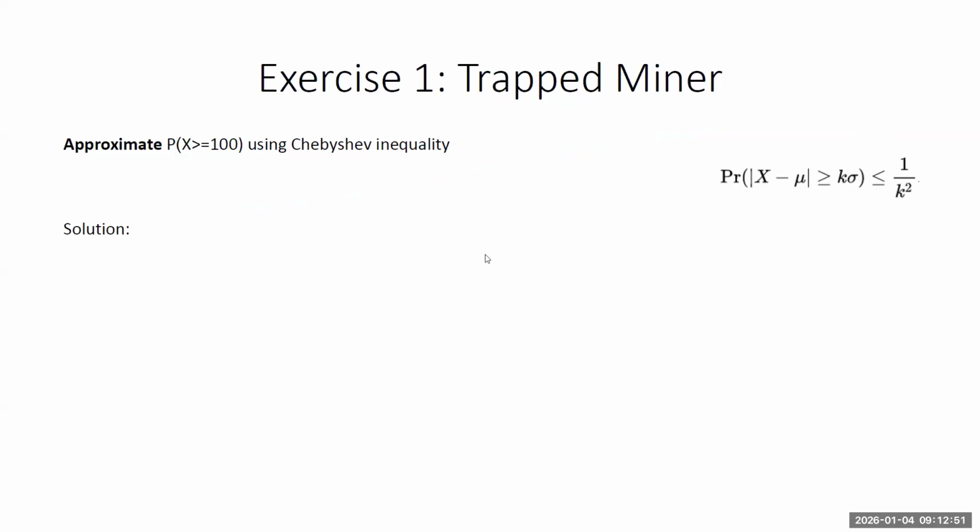What is the meaning of the Chebyshev inequality? There are 2 forms. It says the probability that the absolute value of the difference between random variable x and its expectation is greater or equal to k times its standard deviation is less or equal to 1/k squared. This is the Chebyshev inequality.